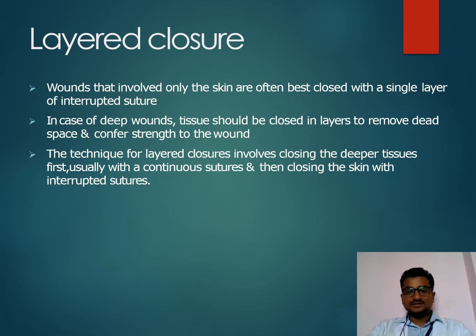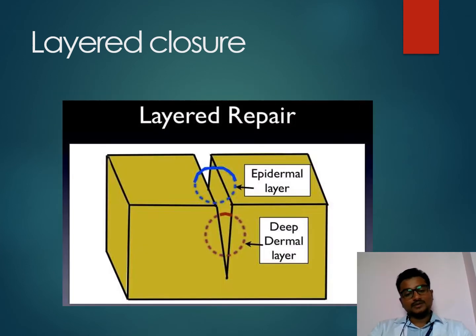Wounds that involve only the skin are often best closed with a single layer of interrupted suture. In case of a deep wound, the tissue should be closed in layers to remove the dead space and confer strength to the wound. The technique for layer closure involves closing the deeper tissue first, usually with a continuous suture, and then closing the skin with interrupted sutures. Diagrammatic representation of layer closure. The deeper layer should be closed first, and the epidermal layer can be closed next.